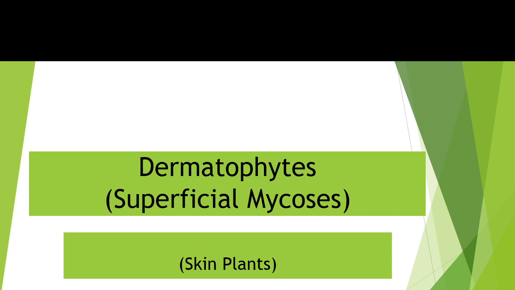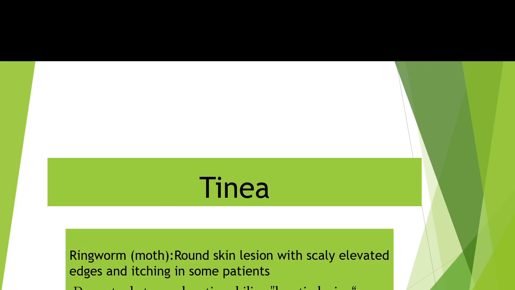Dermatophytes generally are considered a superficial mycosis, that's to say they infect only the superficial layer of skin, that is the dermis and the epidermis, and they have affinity to keratin. So it will be seen in areas where there is keratin, skin appendages like hair and nail. Tinea is a term referring to a rounded lesion caused by dermatophyte. That is to say, any lesion caused by dermatophyte is considered to be tinea.